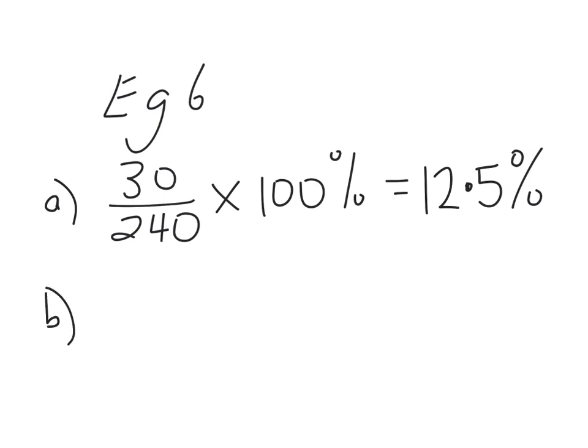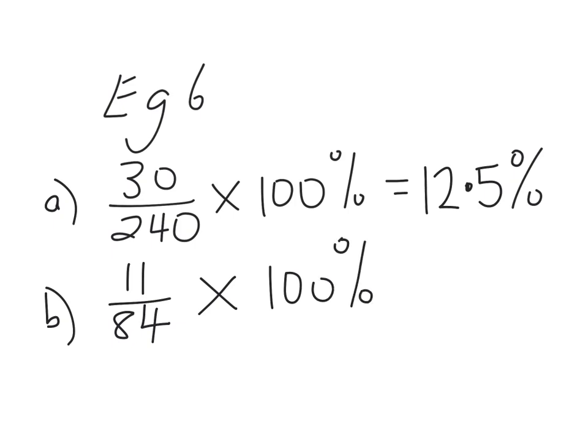Let's look at B. B says 11 litres out of 84. Firstly, we make the fraction, 11 out of 84. We multiply it by 100% to turn it into a percentage. We carry the percent sign across.